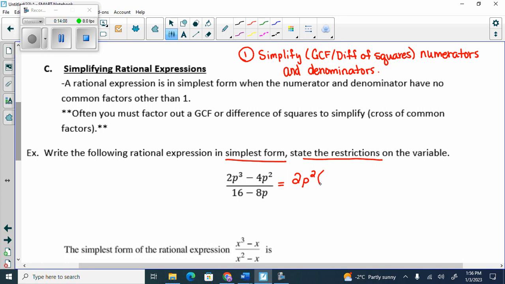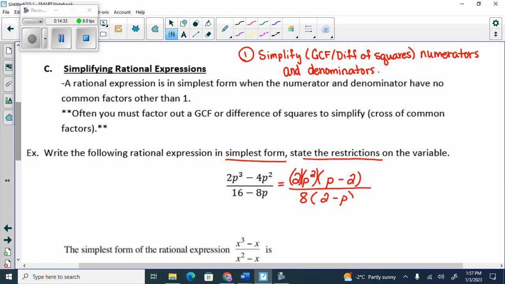When I take out a 2p squared from 2p cubed, I'm left with a p, and from minus 4p squared, I'm left with a 2. And then remember, the 2 and the p squared can go in their own brackets because they're monomials. Then I go to my denominator and I say, what can I take out of 16 minus 8p? And I can take out an 8. When I take an 8 out, I'm left with 2 minus p.